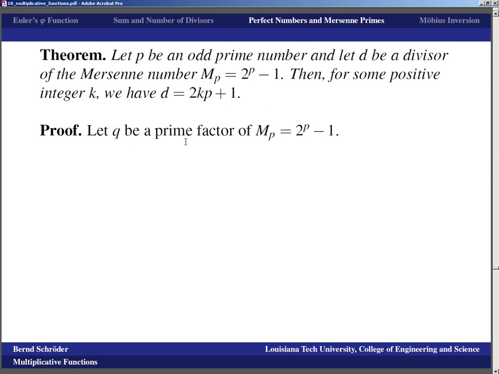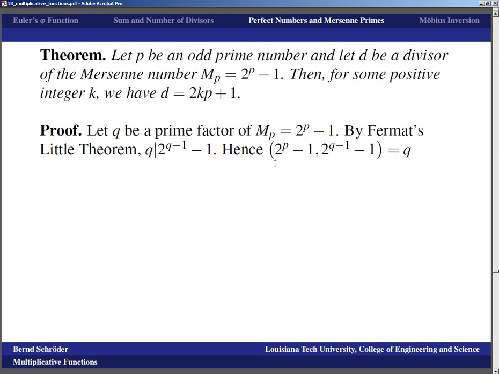Okay, so let q be a prime factor of this number M_p = 2^p - 1. Well, by Fermat's little theorem, q itself divides 2^(q-1) - 1. That's because 2^(q-1) is equivalent to 1 modulo q. And so that means that the greatest common divisor of 2^p - 1 and 2^(q-1) - 1 is equal to q.